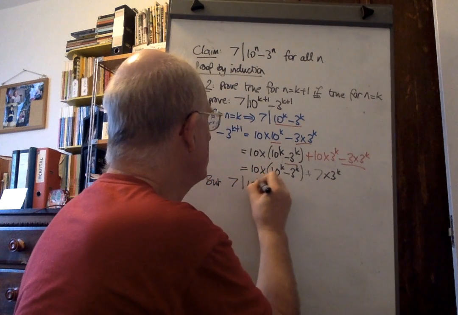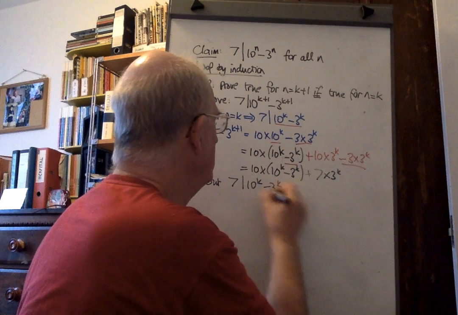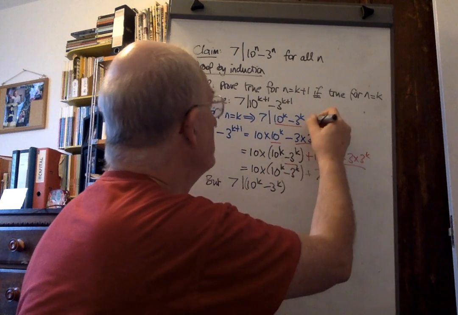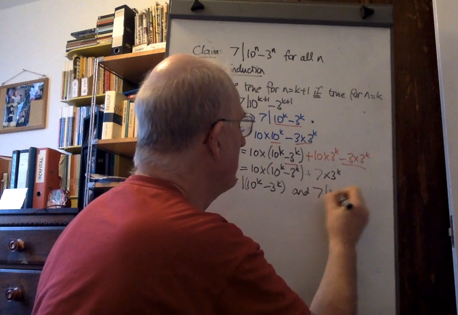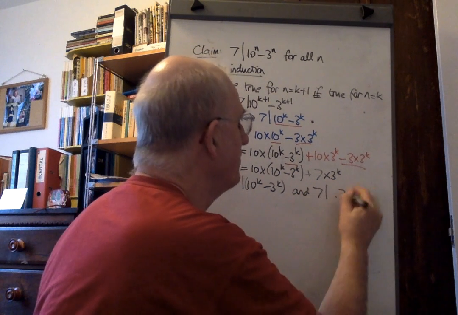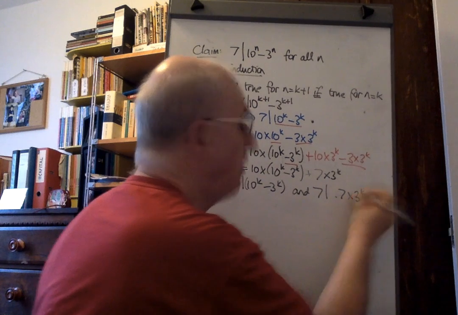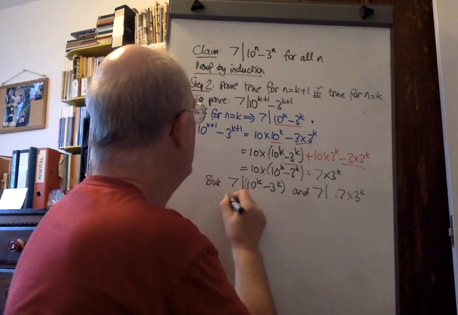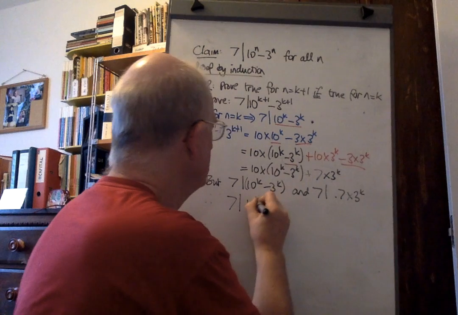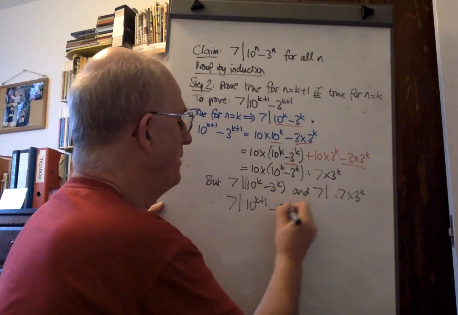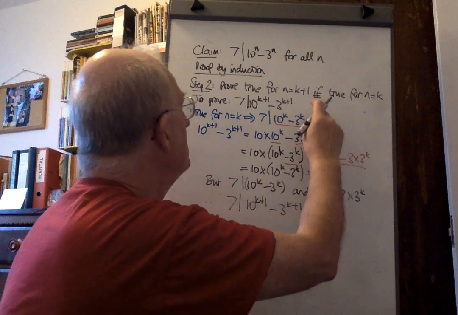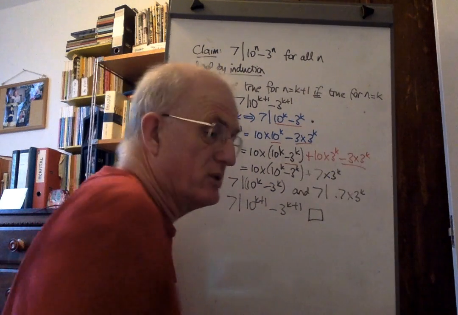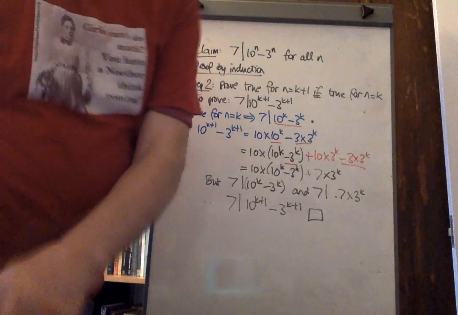Okay, but 7 divides 10 to the k minus 3 to the k, which is what we've assumed here, and 7 divides 7 times 3 to the k, obviously. Therefore, 7 divides 10 to the k plus 1 minus 3 to the k plus 1, which is exactly what we wanted to prove. So we can write our Halmos stop. We have finished step 2.